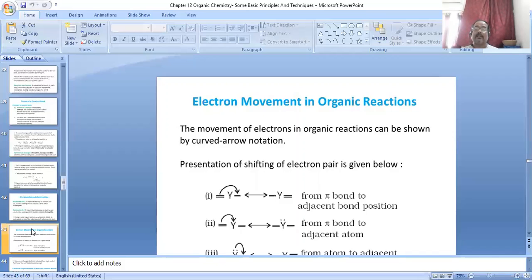So this is the definition and types of nucleophile. Next video we discuss electrophile.